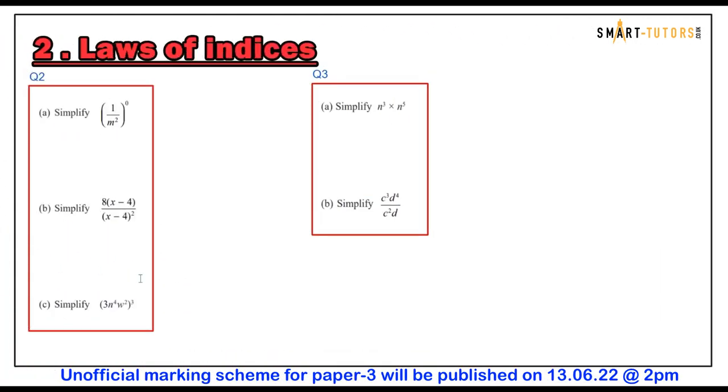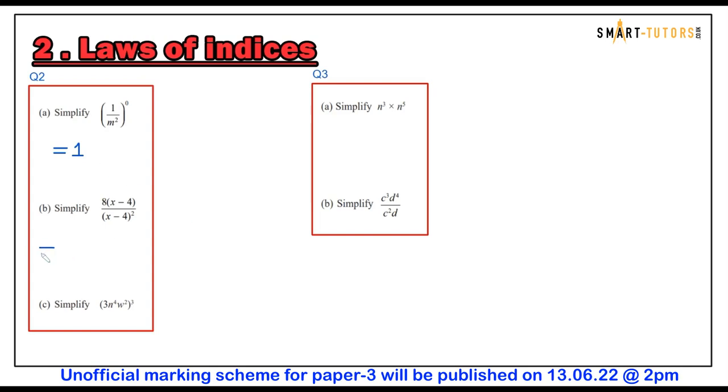Topic number 2, laws of indices. In this one we are going to be checking two questions. Question number 2, A part, 1 over m to the power 2, whole thing to the power 0. Anything to the power 0, you can simply say it is number 1. It can be 2 to the power 0, 3 to the power 0, anything to the power 0 is 1.